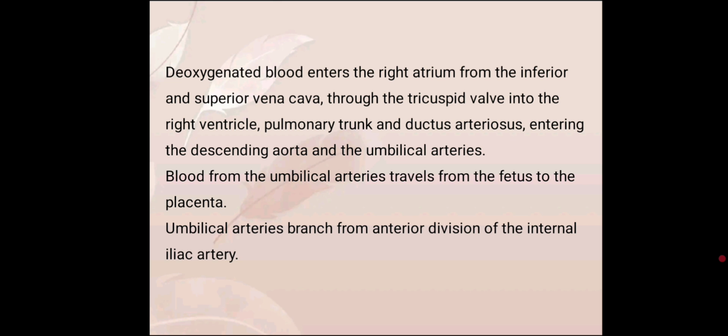The umbilical artery is a branch from the internal iliac artery. The internal iliac artery has two divisions, anterior and posterior. The umbilical artery branches from this anterior division.